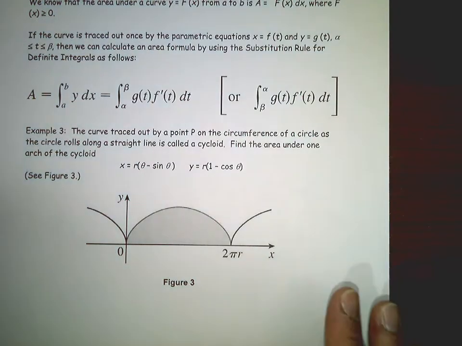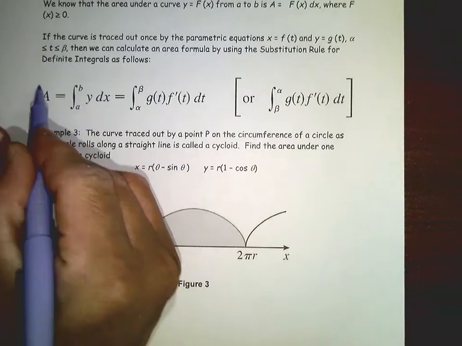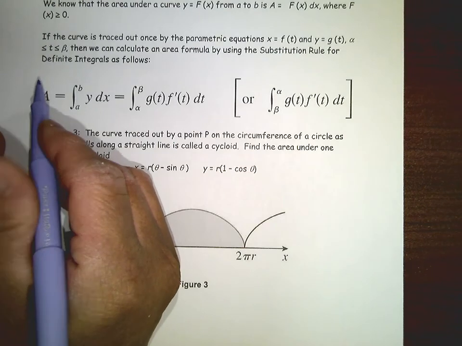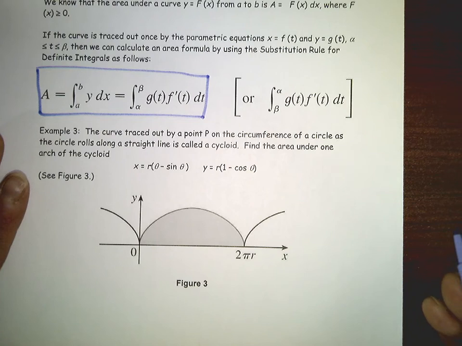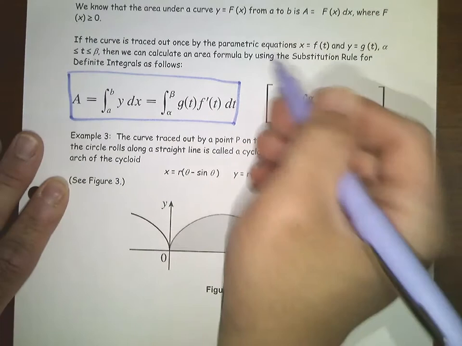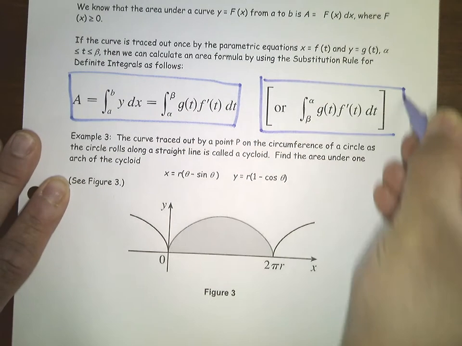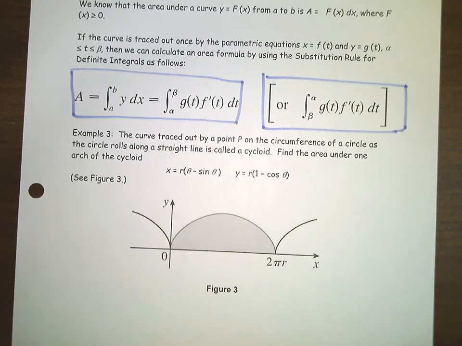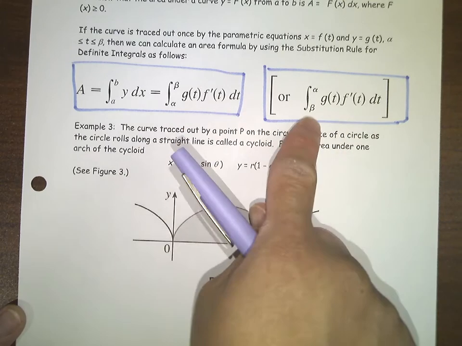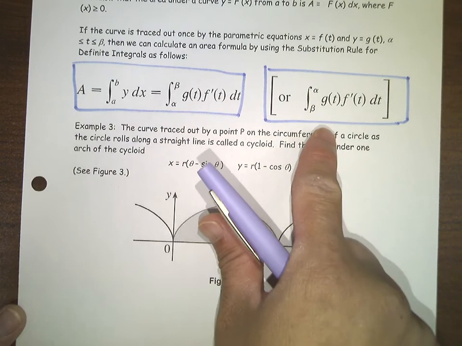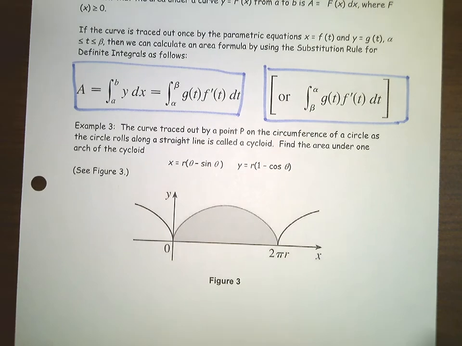All right, so now let's try another one here. And this is just talking about the area. So here is the formula for the area when we're using the parametric equation. So you can use this one, or you can use this one right here. Really, they're the same thing, by the way. Just remember that this one is from alpha to beta, or this one is from beta to alpha. So just try to remember that this is what's going on here.